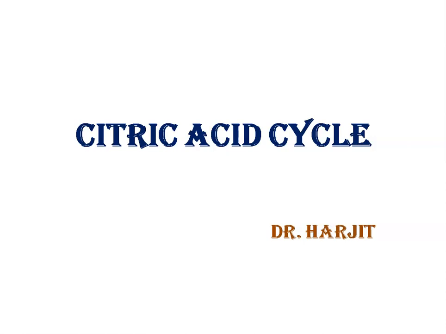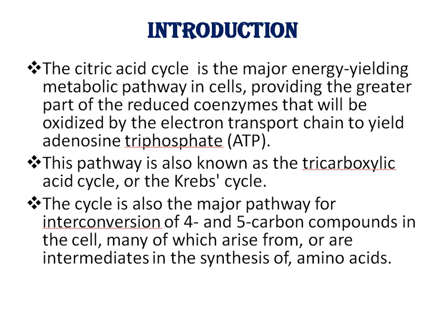Our today's topic is citric acid cycle. Citric acid cycle, which is also known as tricarboxylic acid cycle or the Krebs cycle, after its discoverer Sir Hans Krebs, is the major energy-yielding metabolic pathway in cells, providing the greater part of the reduced coenzymes that will be oxidized by the electron transport chain to yield ATP, that is adenosine triphosphate.